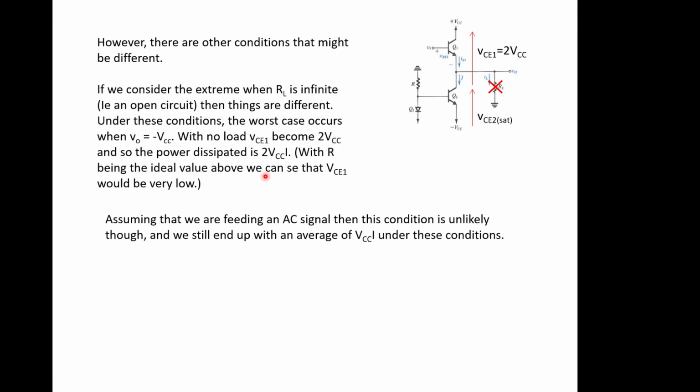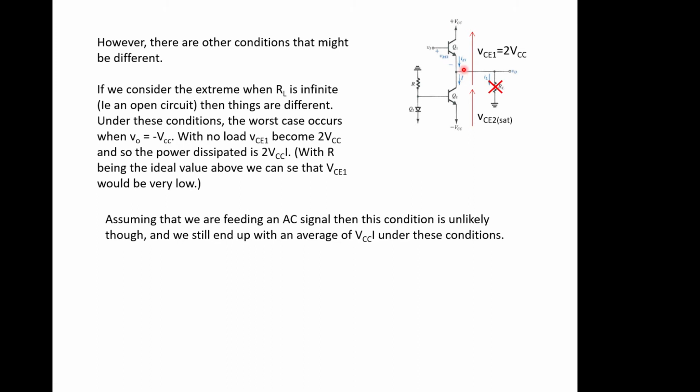And then the power dissipated becomes 2 VCC I. And you can see that that's actually twice the amount of power being dissipated in here for an open circuit condition than if we had a loaded condition. So that's worst case. If you start putting AC signals through, then this voltage here varies a bit and you don't get so much power dissipated. But the worst case would be twice the power here.